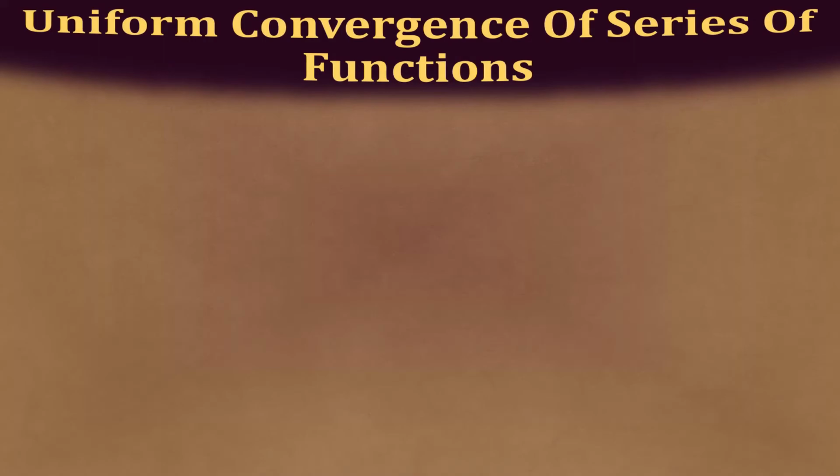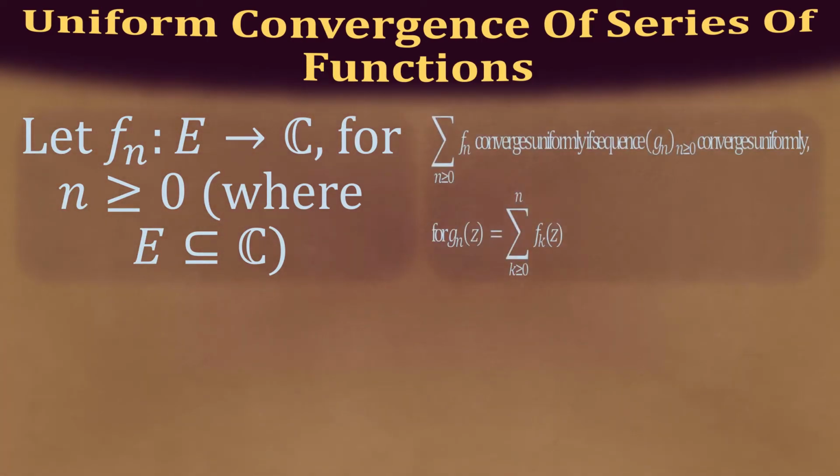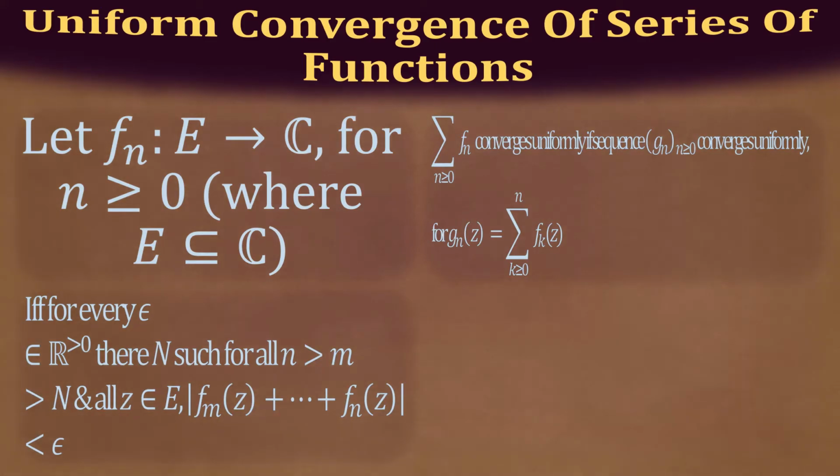Next, let's define uniform convergence of a series of functions. Let f_n from E to the complex numbers be functions for all n greater than or equal to 0, where E is a subset of the complex numbers. We say that the series of functions, the sum over all n greater than or equal to 0 of f_n, converges uniformly if the sequence g_n converges uniformly, for g_n(z) equal to the sum over all k from 0 up to n of f_k(z). In other words, if and only if for every epsilon in the reals greater than 0, there is some N such that for all n greater than m greater than N and all z in E, the modulus of f_m(z) plus all the way up to f_n(z) is less than epsilon.